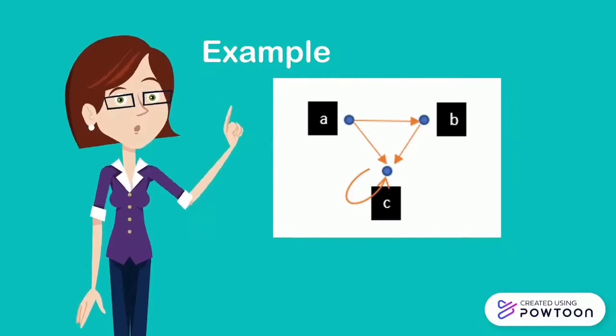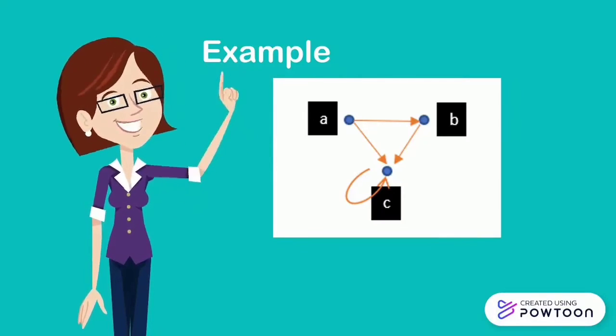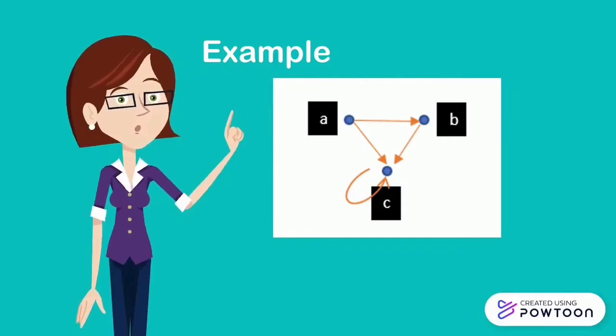The relation is shown with an arrow. We notice that there is an edge from C to C. This type of edge is called a loop.